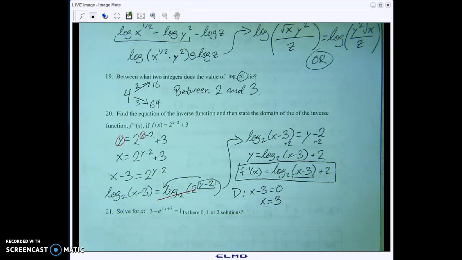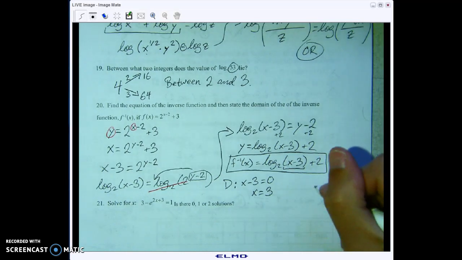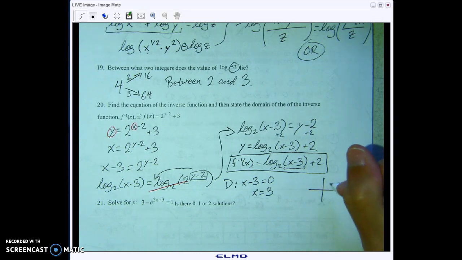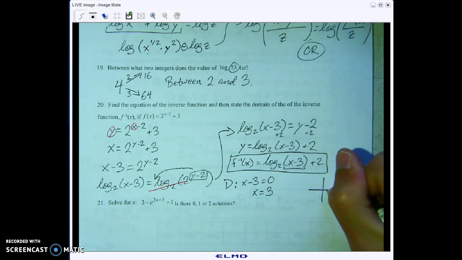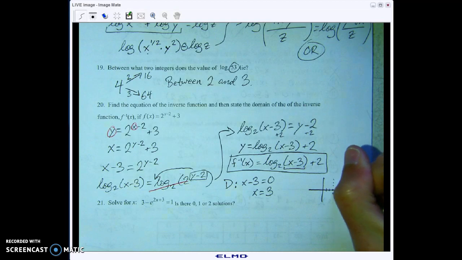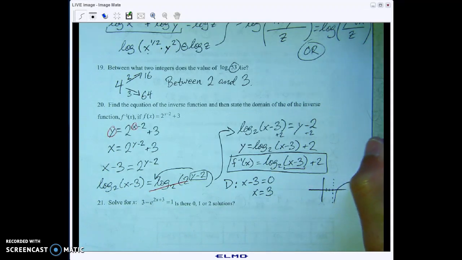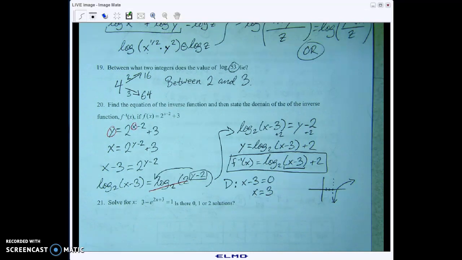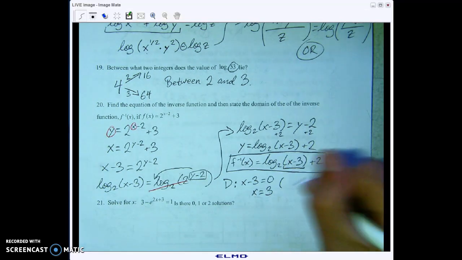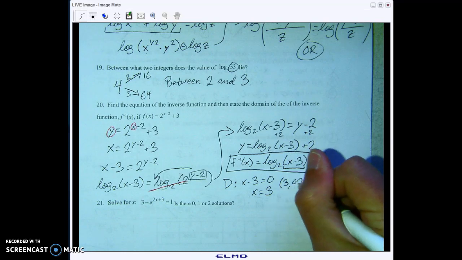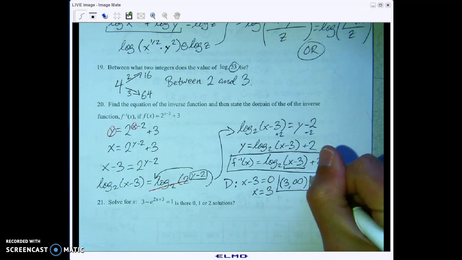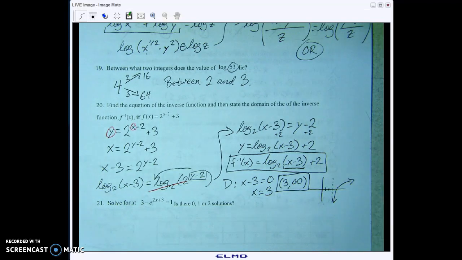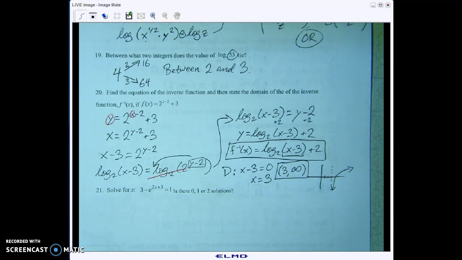And because there's no negative in front of the variable, that means that if we were to graph this, we're going to end up with a vertical asymptote that is over here at 1, 2, 3. And the values are going to go to the right, something like that. Okay, so we know that the domain is going to be from 3 to infinity. That's my domain right there. Or x is greater than 3. Any x value greater than 3 will satisfy the inverse of f.